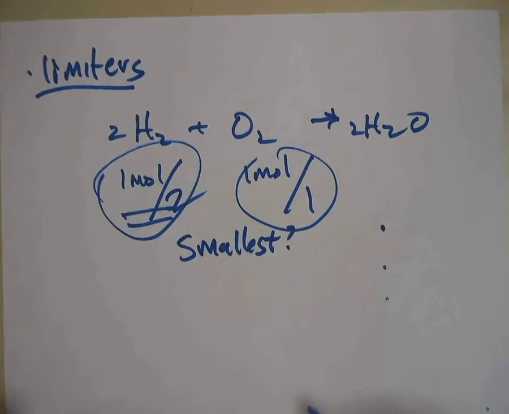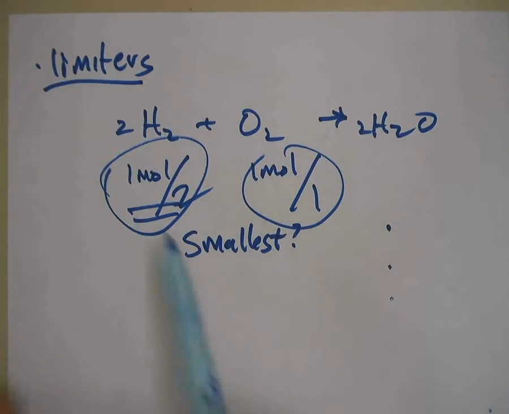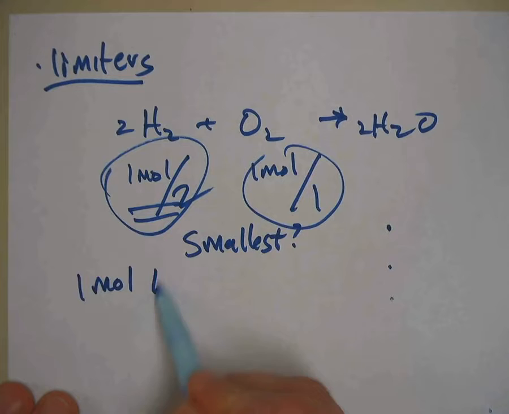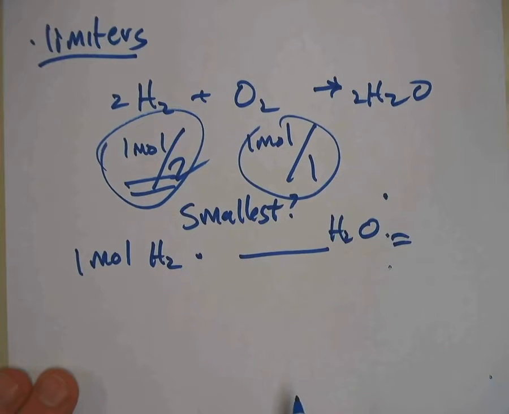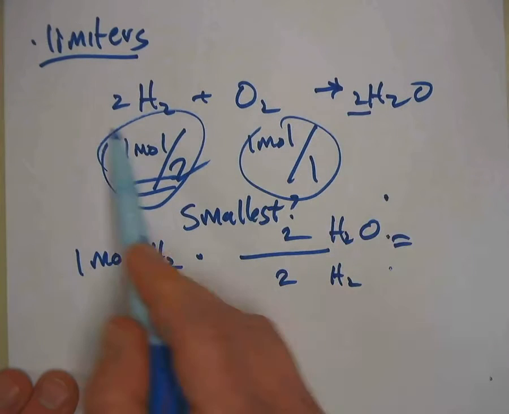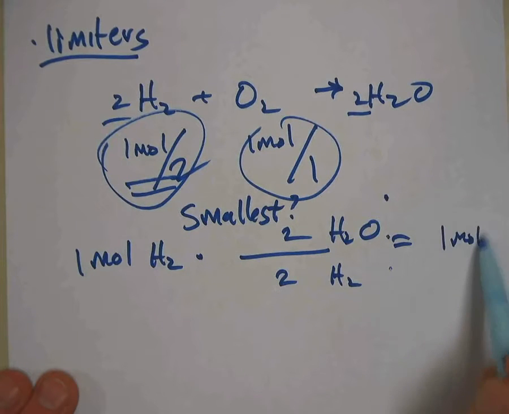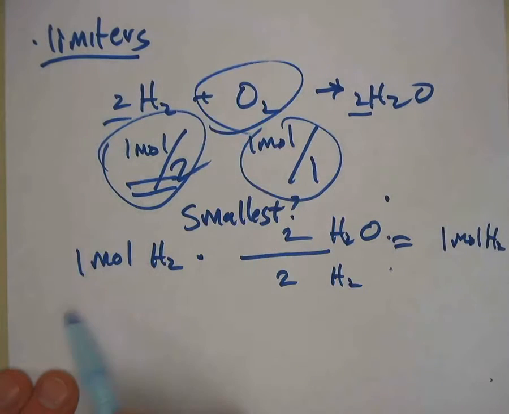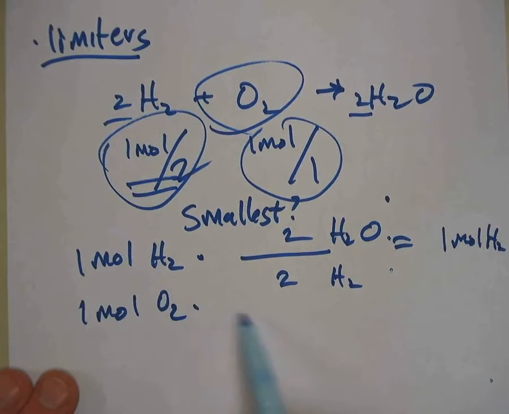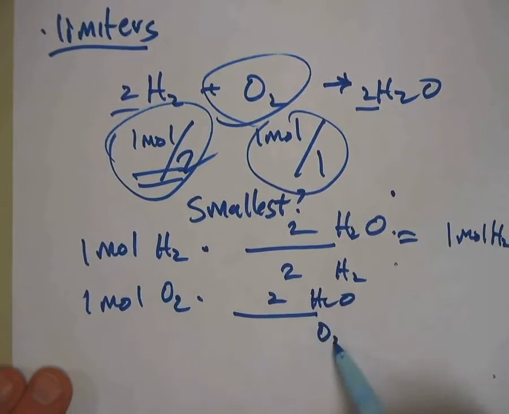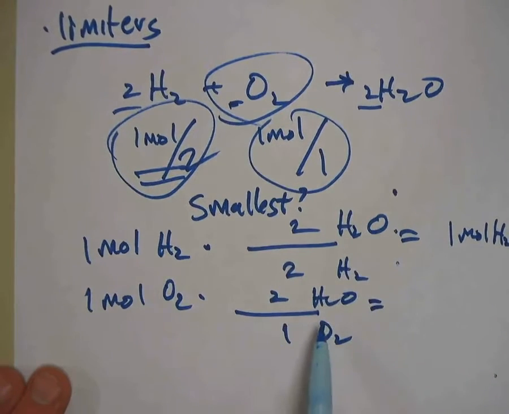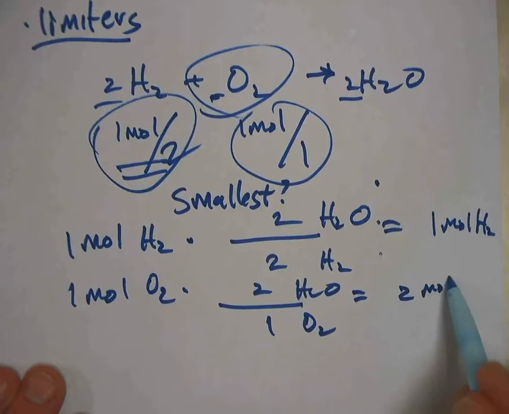Now, another way to tell this really quickly is just to take a look at how much would be produced by each one. So I could say for every 1 mole of H2, how much H2O would I produce? Well, put H2 in a position where it can cancel, and there's a 2 to 2 ratio right there. So I would produce 1 mole. Now, if I used O2, for every 2 H2Os, there would be 1 O2. How much would I produce? Well, I'd produce 2 moles.